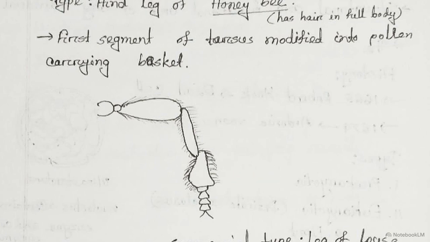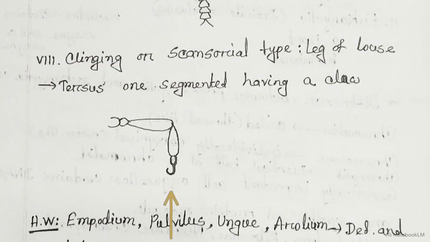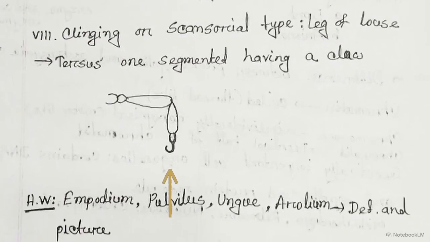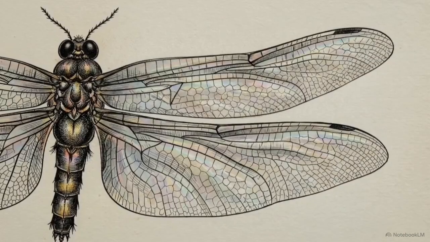Finally, parasites like the louse use a scansorial, or clinging leg. The tarsus is reduced to a single segment equipped with a sharp hook to grip hair shafts. For exam purposes, you must link the specific functional name to both the insect example and the exact anatomical segment that was modified. Let's move from walking to flying.